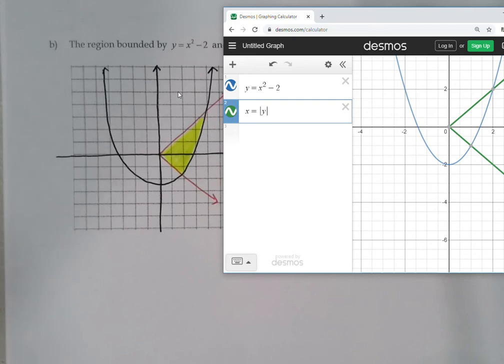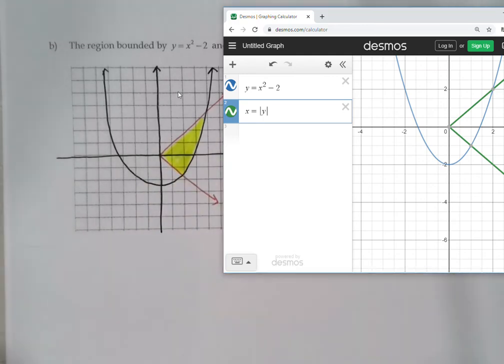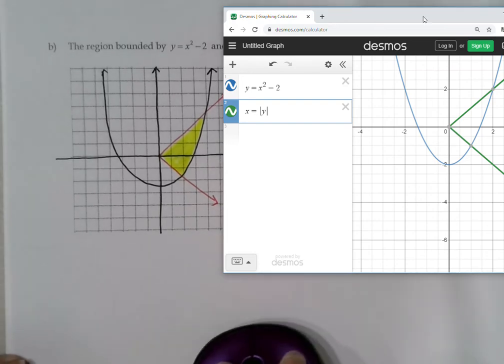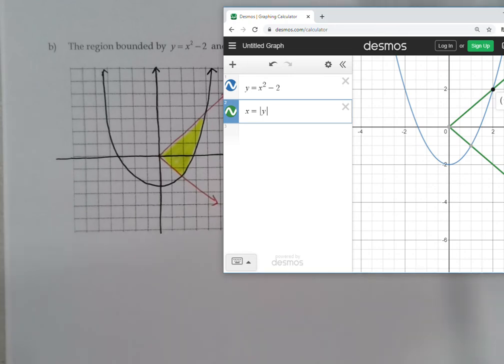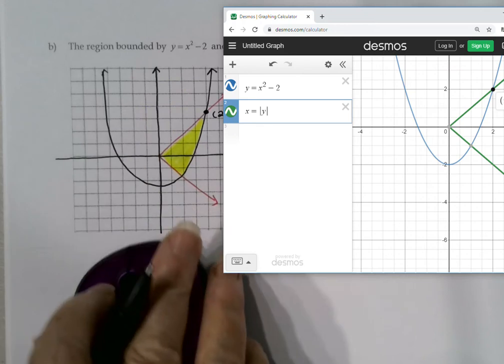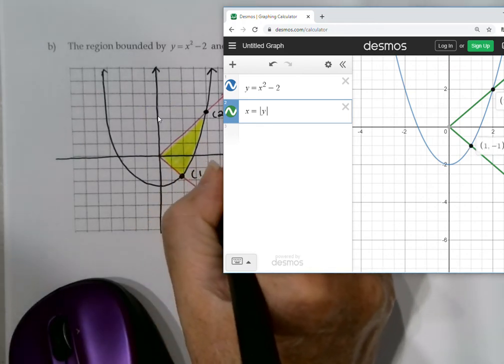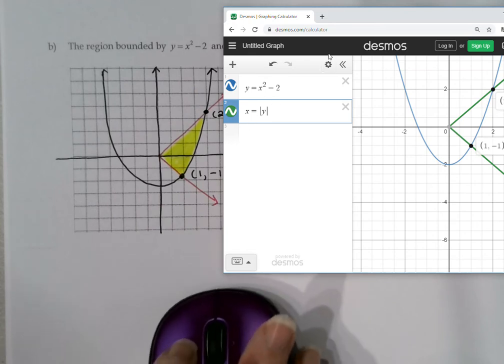Okay, in this case, my problem is that the absolute value function, even though I'm consistently going left to right from the absolute value function to the parabola, is not one that we know how to integrate. What we're going to have to do instead is consider it in its individual pieces. Before I leave this, let's just verify that intersection point is 2, 2. And this intersection point is 1, negative 1. All right.